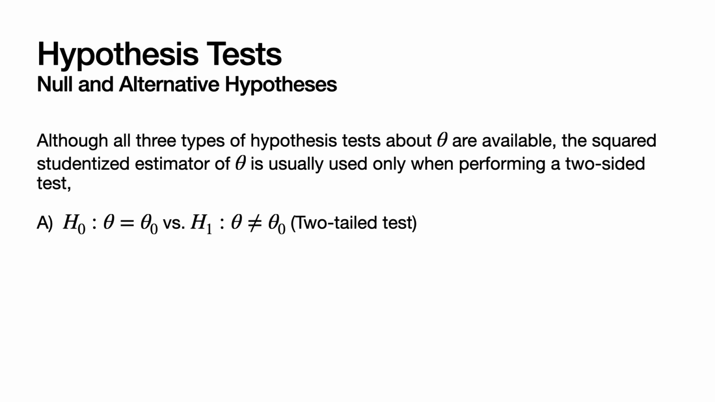Now, although all three types of hypothesis test about theta can be performed using the squared studentized estimator of theta, it is usually used only when performing a two-sided test, so hypothesis test A. The null hypothesis would be that theta is equal to theta naught against the alternative that theta is not equal to theta naught, so this is the two-tailed test.